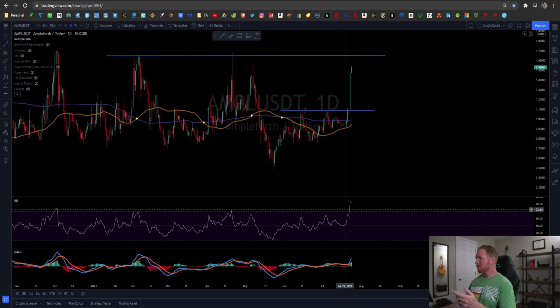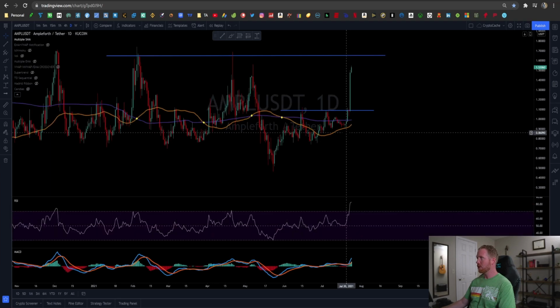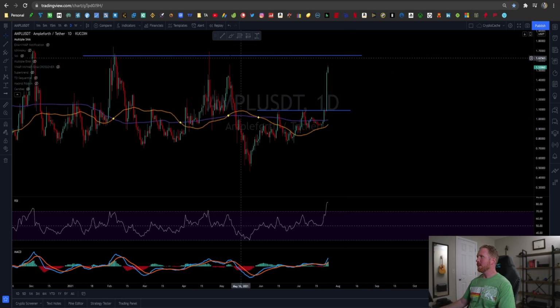Furthermore, the MACD obviously swung upwards here on the 21st as a convergence, and that's usually a buy signal. So had you bought in there, you would have experienced that 45% increase. Again, easier said than done, but we'll just go ahead and mark that there.